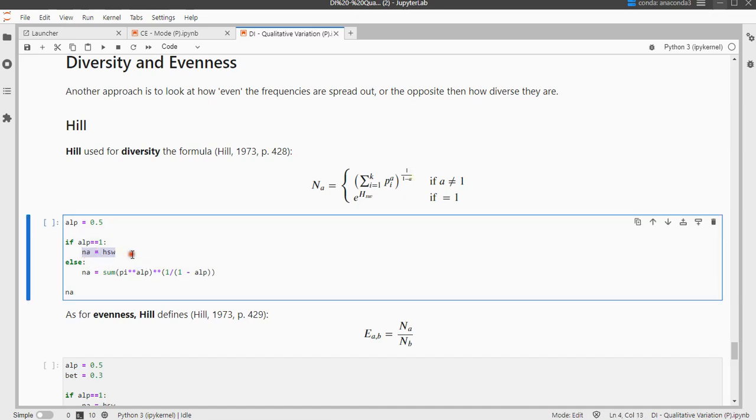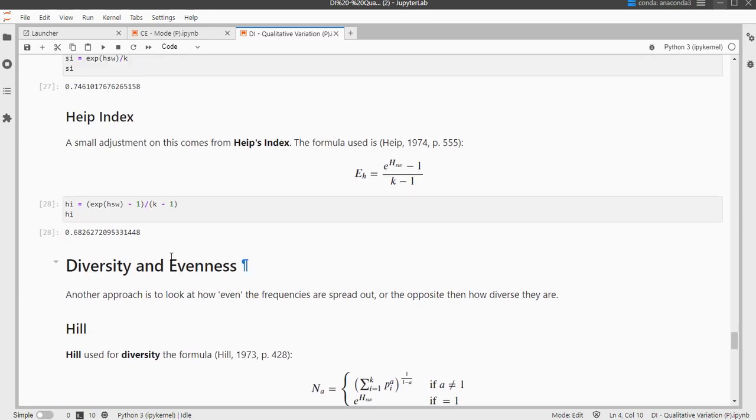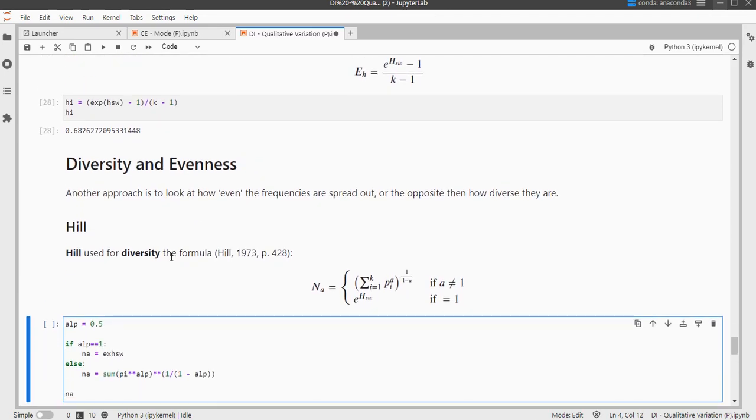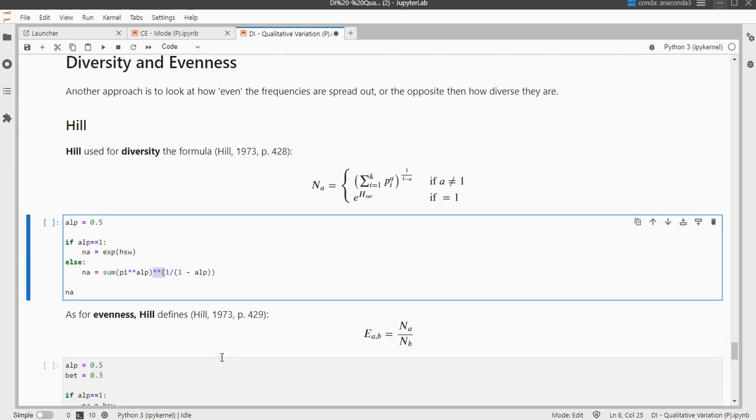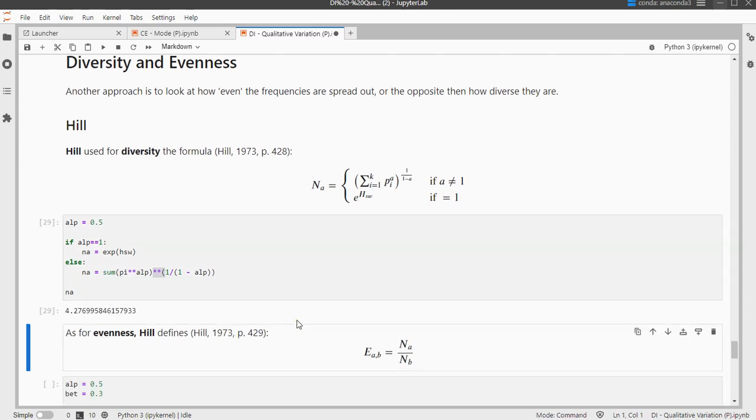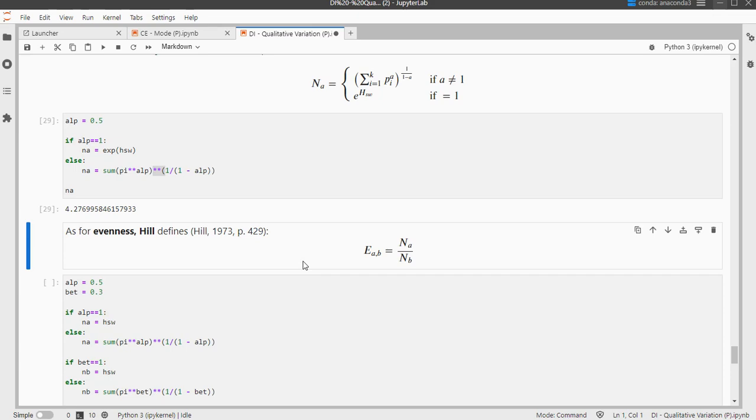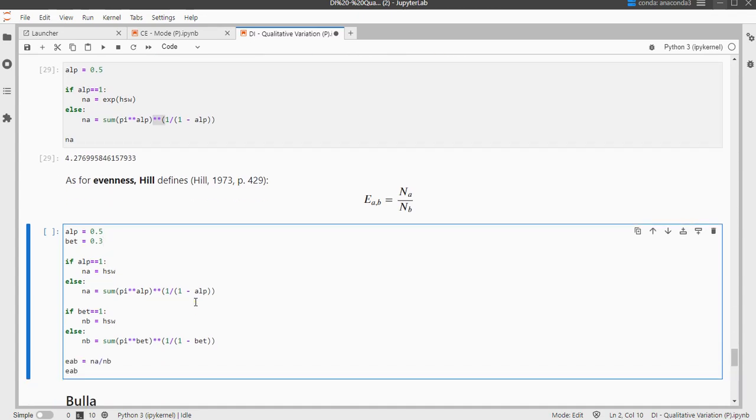So here simply the NA. If it's 1, actually that should be, of course, if HSW is the, yeah, so we should actually do exp of HSW. But I didn't set alpha to 1, so this can be ignored for now. Otherwise it should do the sum of pi to the power of alpha, and then raise that to the power 1 over 1 minus alpha. For the evenness, Hill actually uses two of them, so you set an alpha and a beta, and then you do the exact same as above.